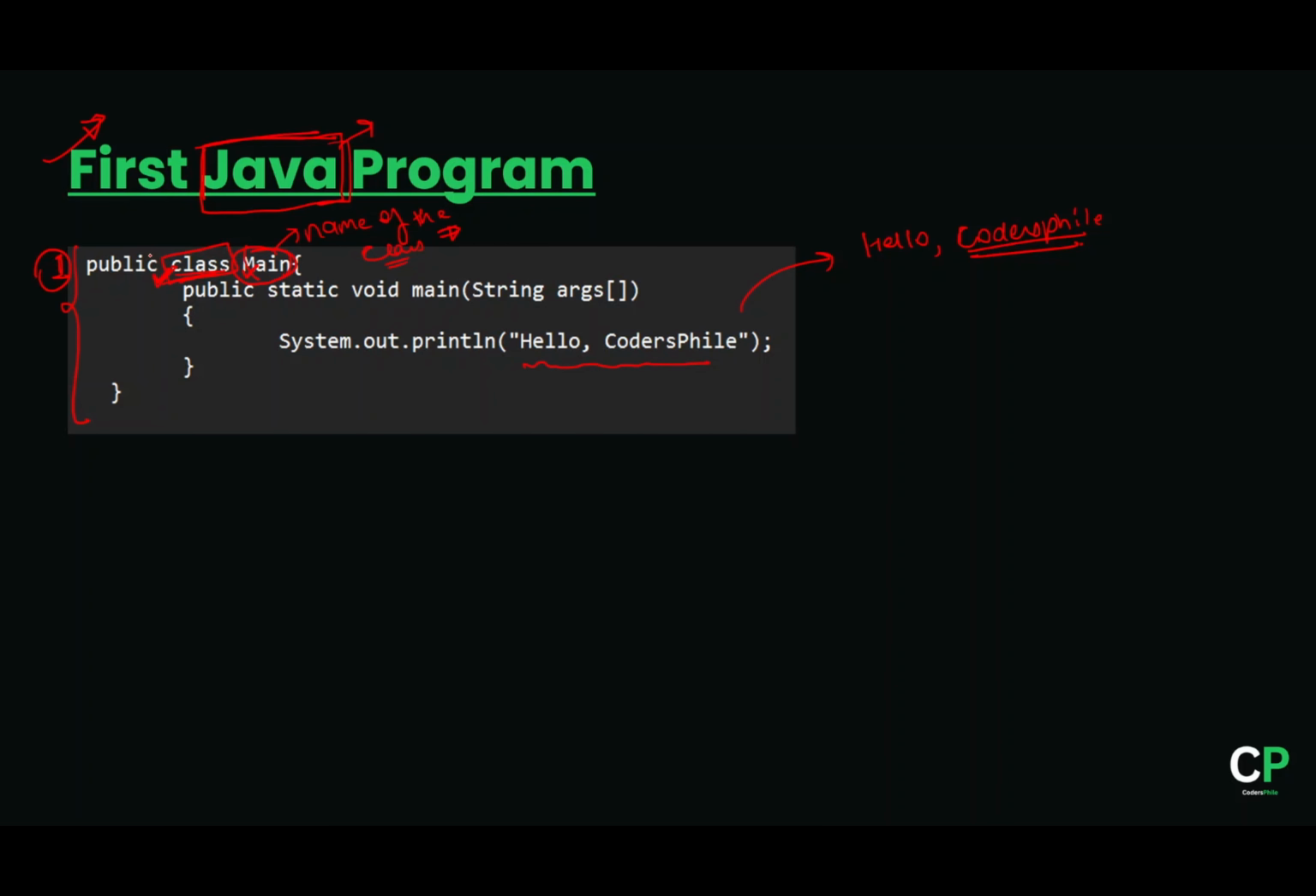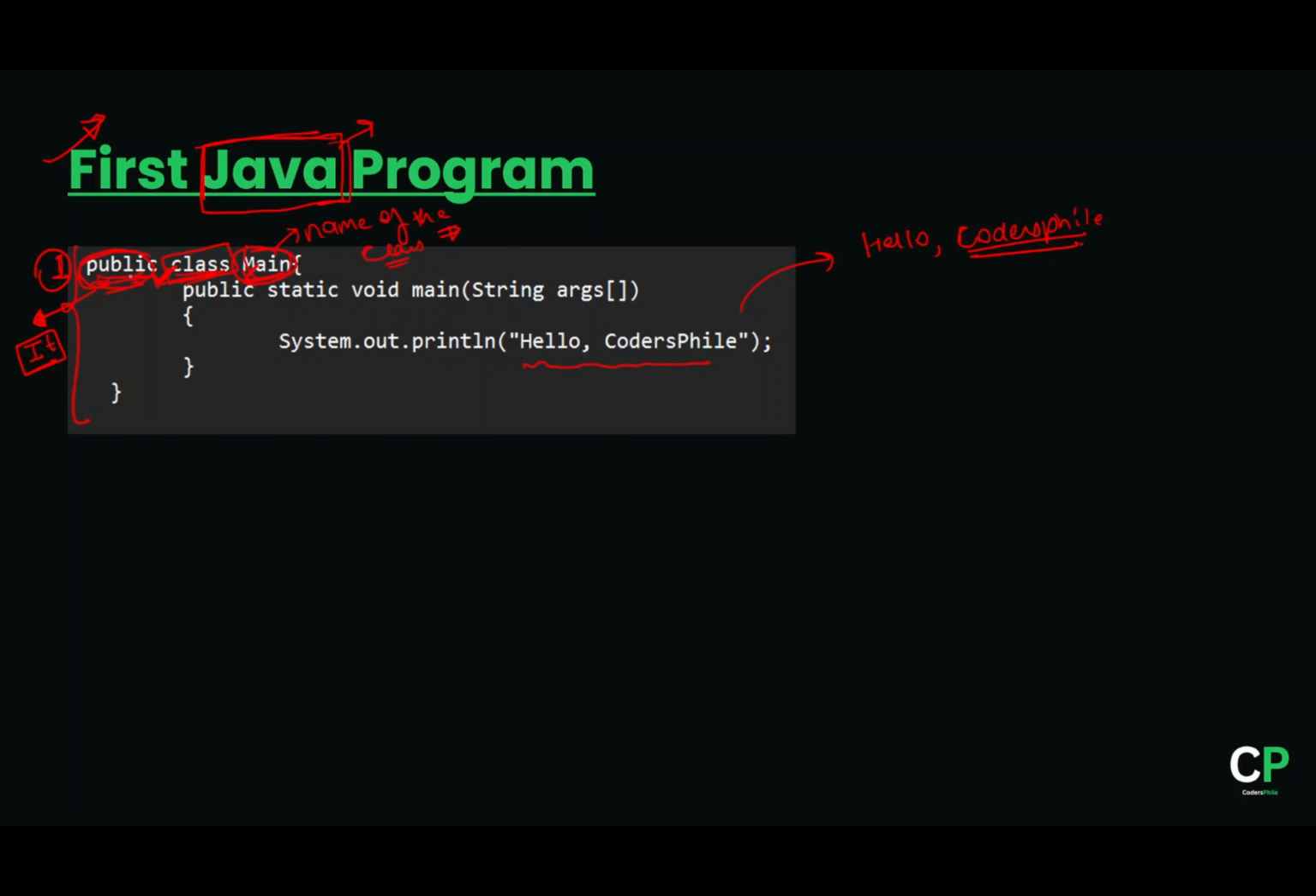Then what does public mean here? The public keyword means that it is like a public property that can be accessed by anyone. So this class is a public class. It means that it can be accessed by any other Java program. We will understand it deeply later in the course. Just now, focus on the keyword and what it means.